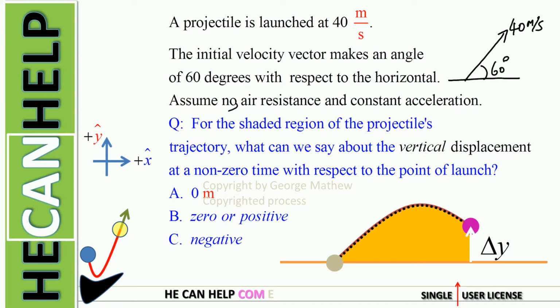A projectile is launched at 40 meters per second at 60 degrees with respect to the horizontal. Assume no air resistance and constant acceleration. For the shaded region of the projectile's trajectory, what can we say about the vertical displacement at a non-zero time with respect to the point of launch?